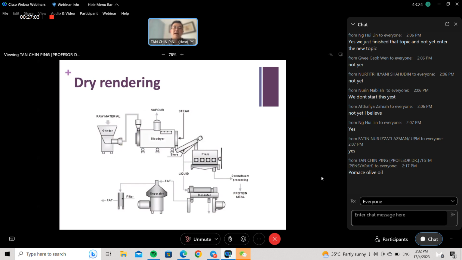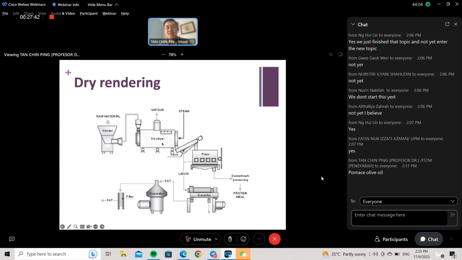Next is the dry rendering process. If we take a look at this design, you are going to see that it is actually kind of similar to wet rendering. It's just that in this case, there is no direct steaming process. So you still require a grinder to reduce the size of adipose tissue to make the extraction of fat more efficient. If you have one big lump of fat, it is usually difficult to extract more fat out of that lump. So after you reduce the size, you will go into a disc dryer.